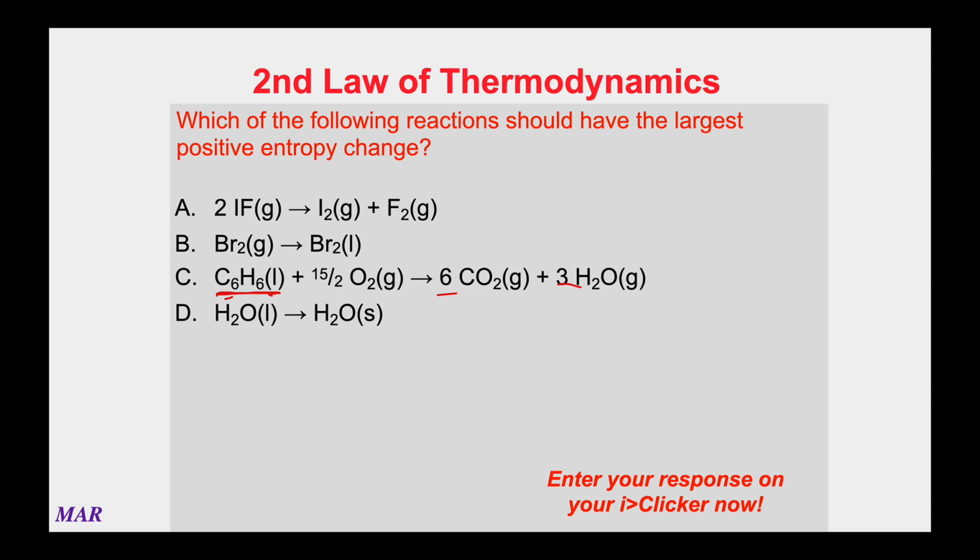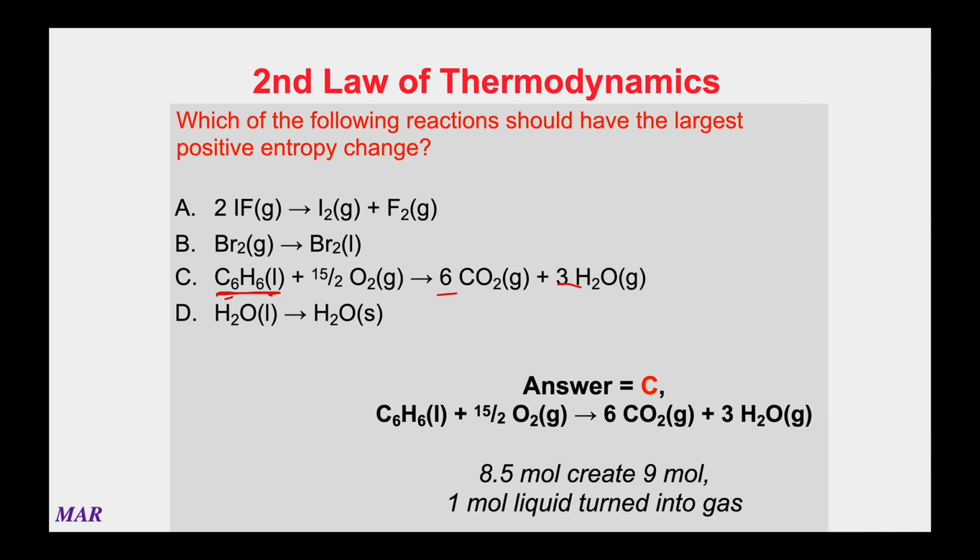But the other thing is that because it's a combustion reaction, those reactions are super exothermic. They burn easy. So that reaction is going to have a good delta S of the surroundings as well. Because if you burn something, energy is released. It goes into the outside. So for both system and surrounding values, I would argue that C is the best answer. 8.5 moles going to 9 moles is definitely good. A mole of liquid turning into gas, also good. Combustion reactions make the delta S surroundings going to increase as well.